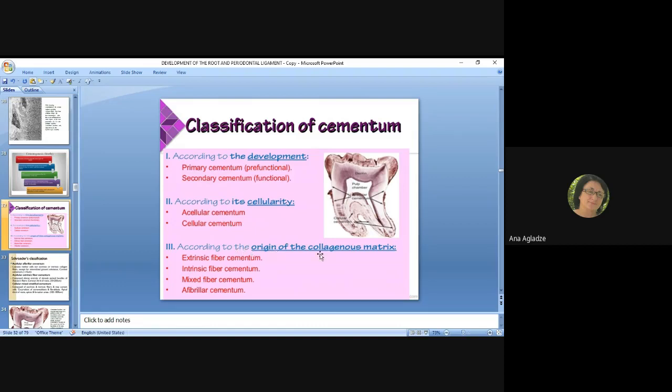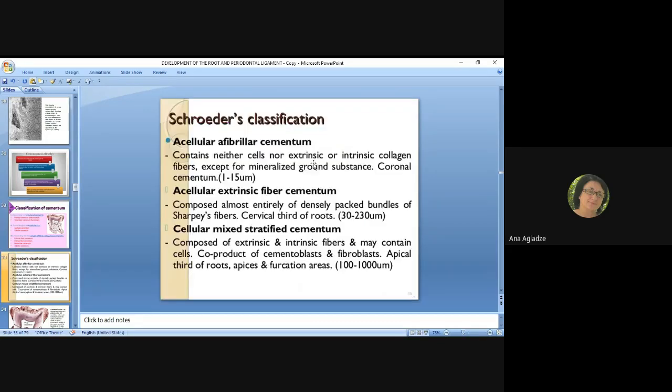According to the origin of the collagenous matrix, there is extrinsic fiber cementum, intrinsic fiber cementum, mixed fiber cementum, and fibrillar cementum. In Schroeder's classification, there are only acellular types. According to other authors, there are some different classifications: acellular afibrillar cementum, acellular extrinsic fiber cementum, and cellular mixed stratified cementum.